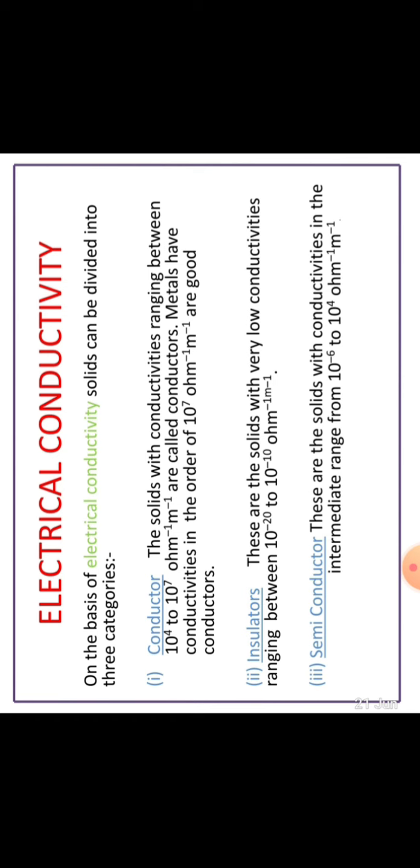So the semiconductors have conductivity range from 10 to power minus 6 to 10 to power 4 ohm inverse meter inverse. Now these are in terms of conductivity, but simply we can understand conductors, insulators and semiconductors as follows. Conductors are very good, they conduct electricity to a greater extent. Insulators do not conduct electricity. And semiconductors are conductors, but their conductivity is less than metals or conductors. So these are three types of conductors.